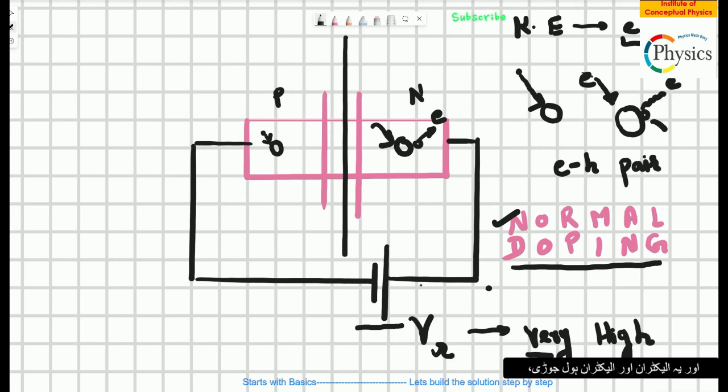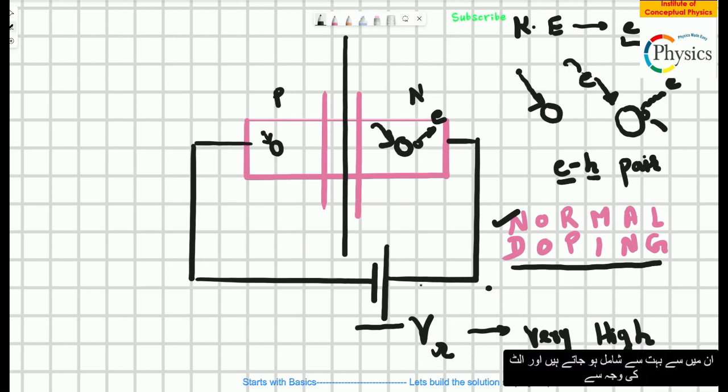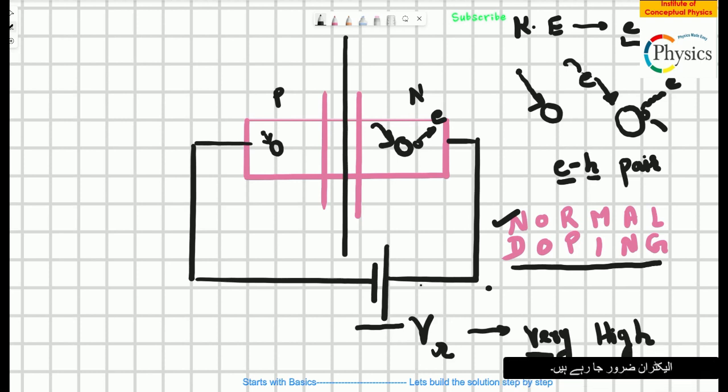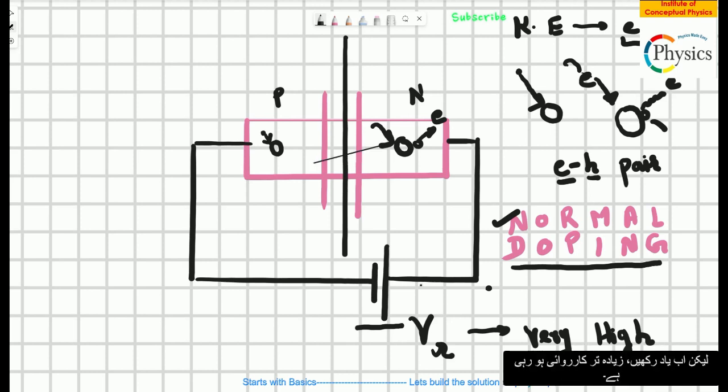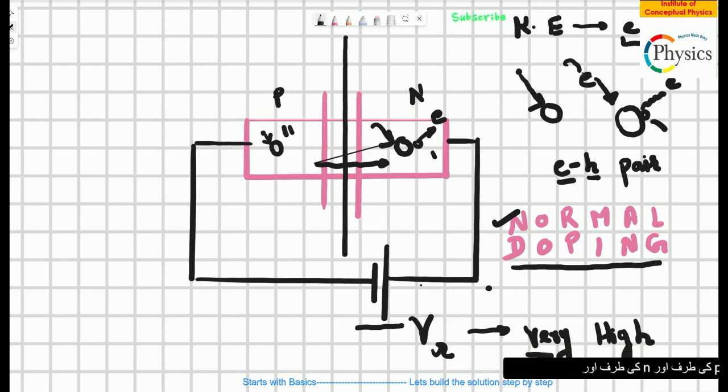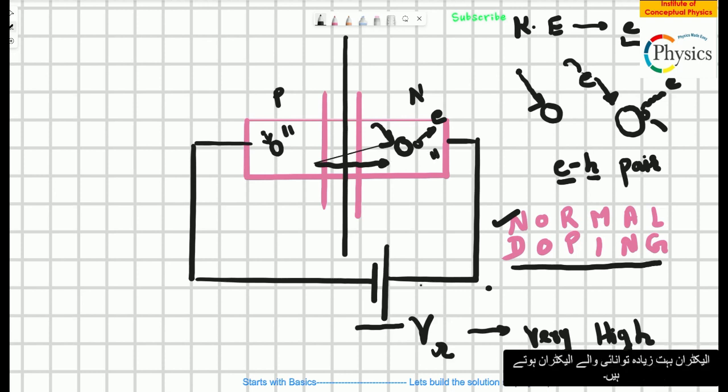And these electron hole pairs, lots of them get added, and because of the reverse bias, they travel in a particular manner, which is what the electrons are definitely going to move towards this direction. But now remember, most of the action is happening on the P side and N side, and the electrons are very high energy electrons, which are being used to knock off electrons.